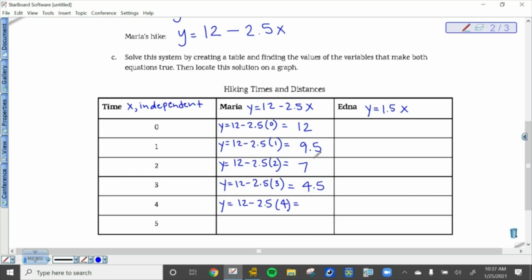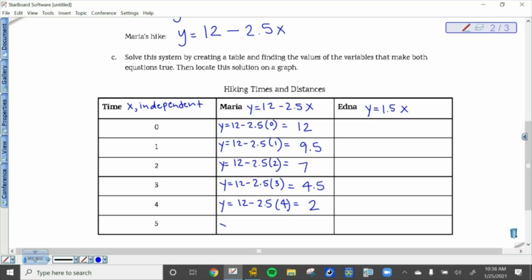2.5 times 4. What is 25 times 4? Yeah, 2.5 times 4 is 10. 25 times 4 is 100. Think about quarters. 25, 25, 25, 25. That gives us 100. So 12 minus 2.5 times 4, that's 12 minus 10, which gives us 2.